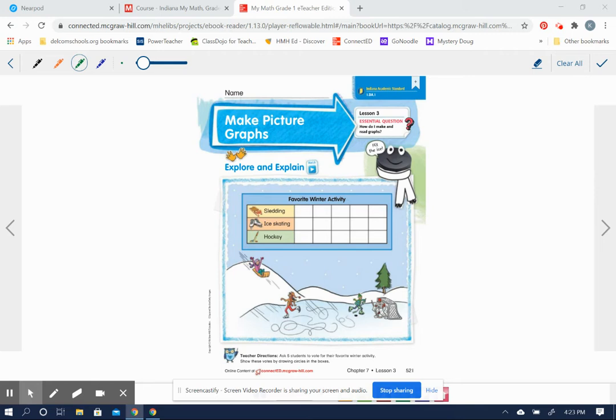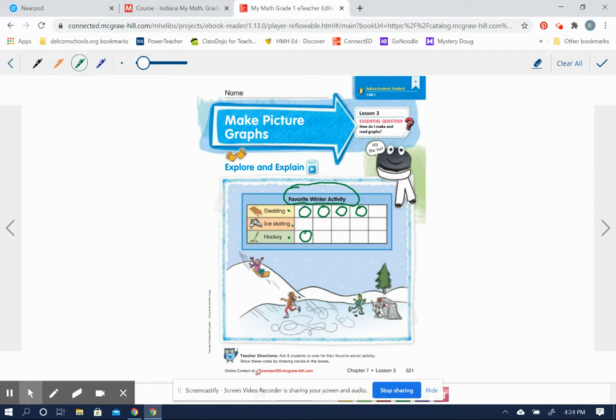Okay, and so it says down here at the bottom that we have asked 5 students to vote for their favorite winter activity. And favorite winter activity, that's the title of this graph. And the activities are sledding, ice skating, and hockey. So when I ask 5 students what their favorite activity was, I had 4 people who voted for sledding. And I had 1 person who voted for hockey.